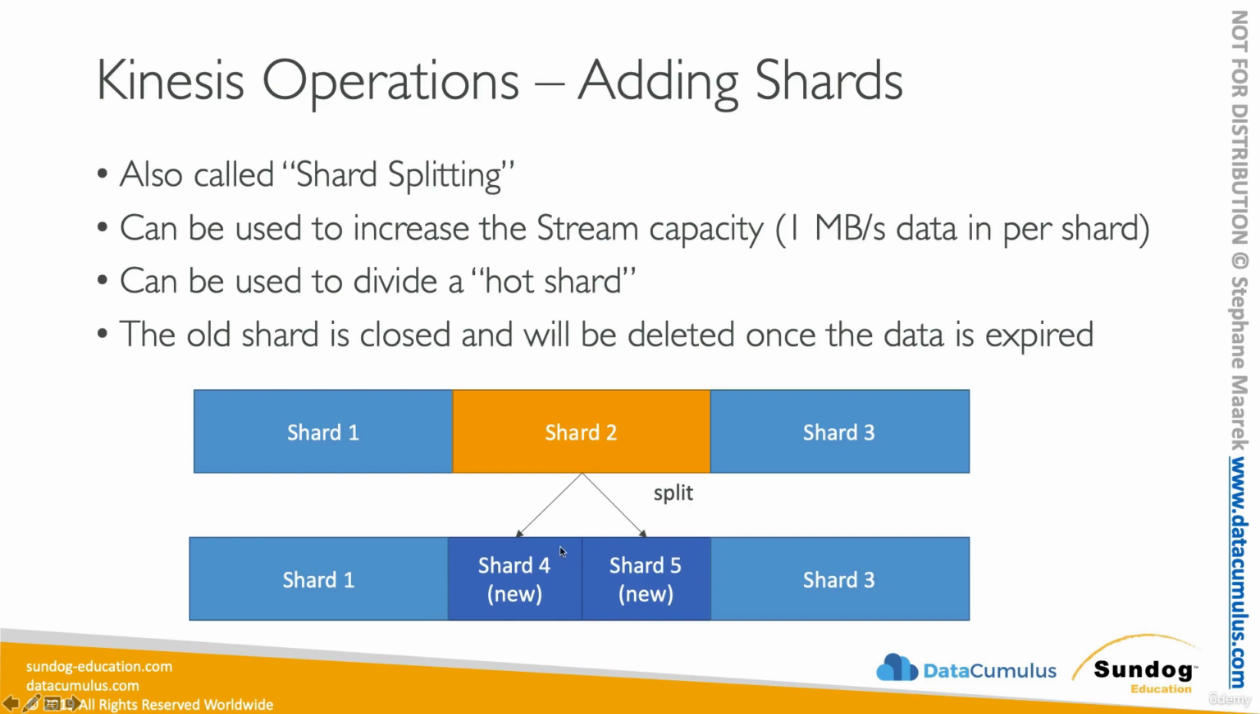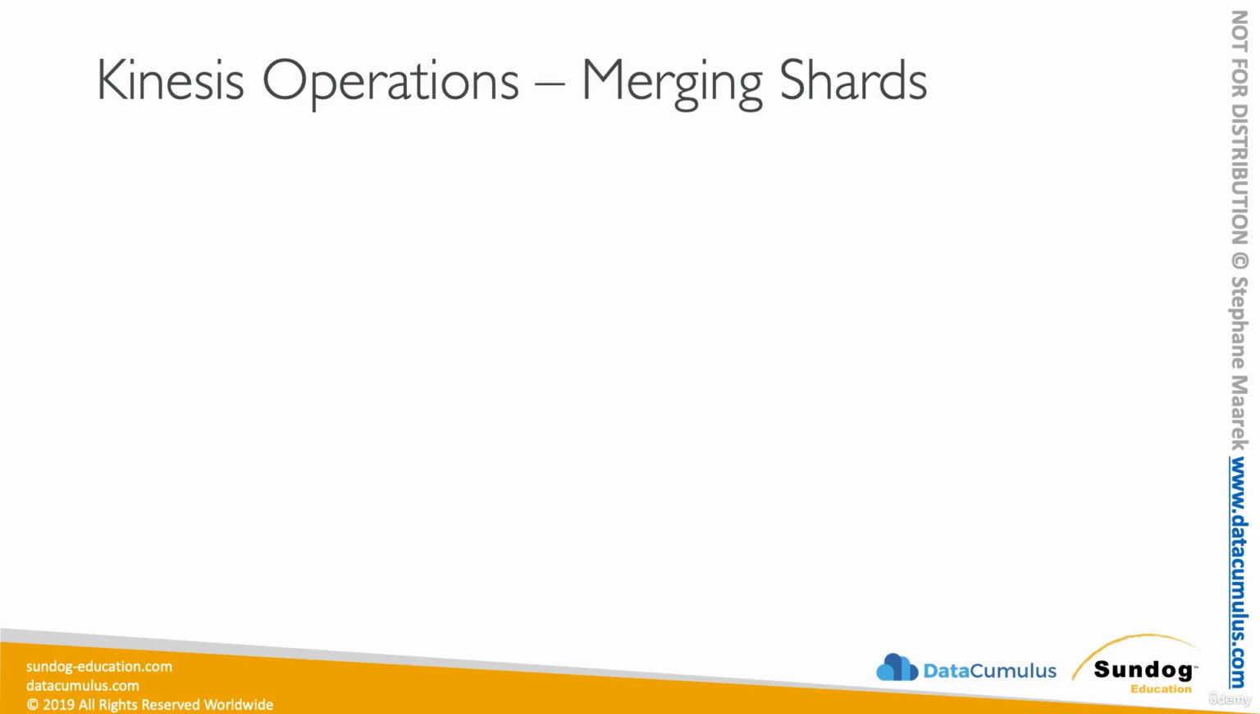So this is a really important concept to understand, because basically you can split as many shards as you want over time and increase your throughput this way. Now, what's the inverse operation to adding or splitting a shard? Well, it's to decrease shards, or merging shards. And when you merge shards, you would use that to decrease the stream capacity and save on some cost.